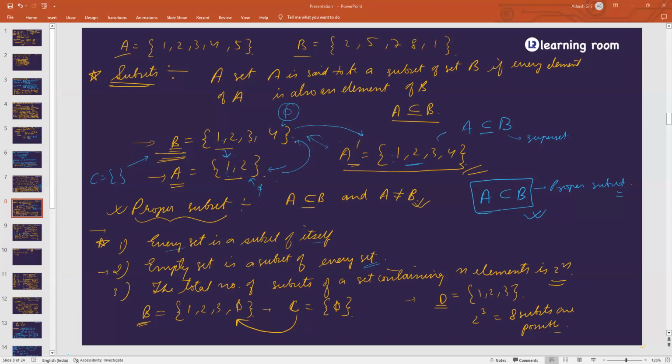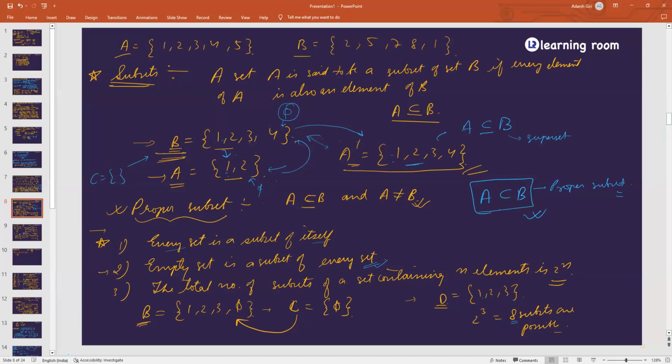Yes. So every set is a subset of every set. Sorry, the empty set is a subset of every set. Next, the total number of subsets of a set containing n elements is 2 to the power n. For example, if I have a set D containing 3 elements, 1, 2, and 3, how many subsets will be there? 8 subsets can be found.